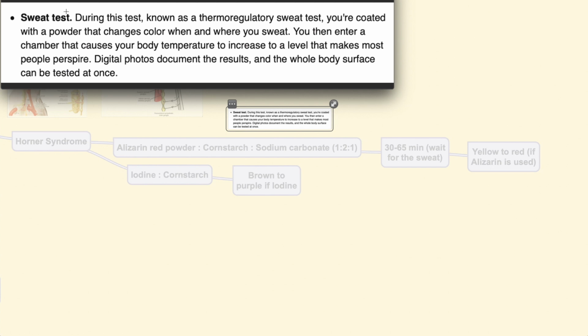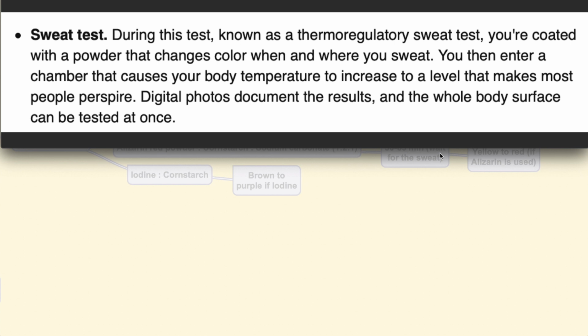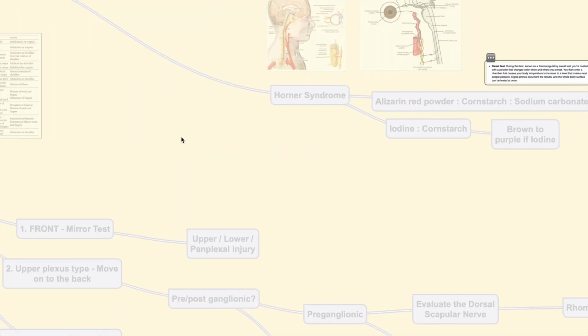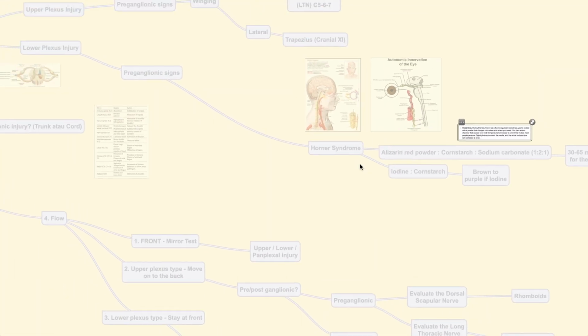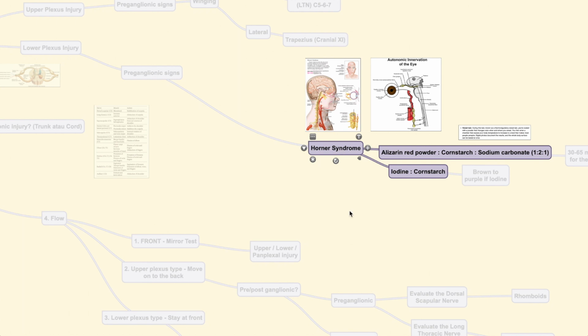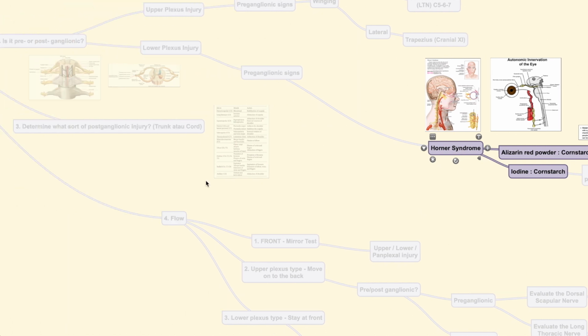So you can see here the sweat test is also known as the thermoregulatory sweat test, where the patient is coated with a powder which could change color when and where you sweat. So the patient is then placed in a chamber that causes the body temperature to rise, and then digital photos will document the results. So after you have done this sweat test, you could determine whether or not this patient has Horner syndrome.